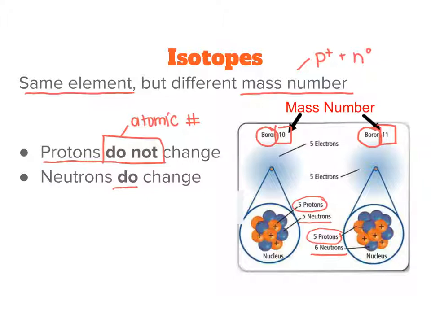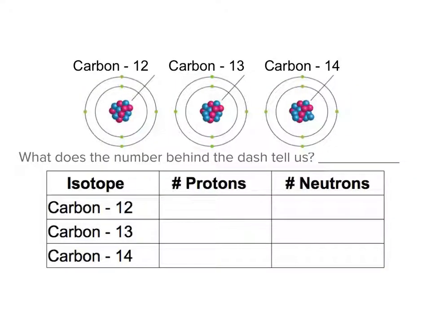Let's look at another example of an isotope. So carbon actually has 3 isotopes. It has carbon 12, carbon 13, and carbon 14. In all of these, all 3 are carbon. So the element doesn't change. But we can see that one is carbon 12, one is carbon 13, and one is carbon 14.